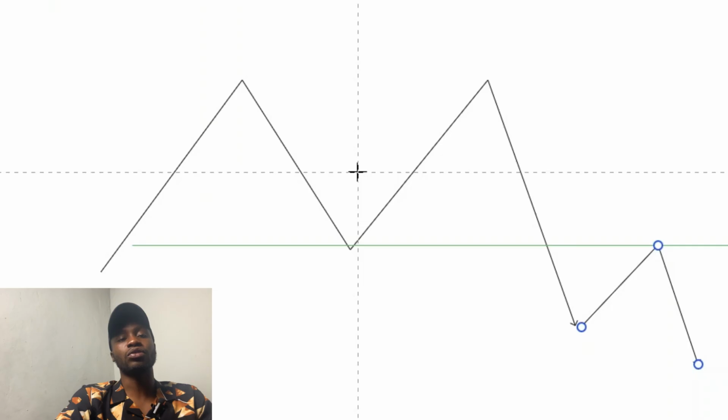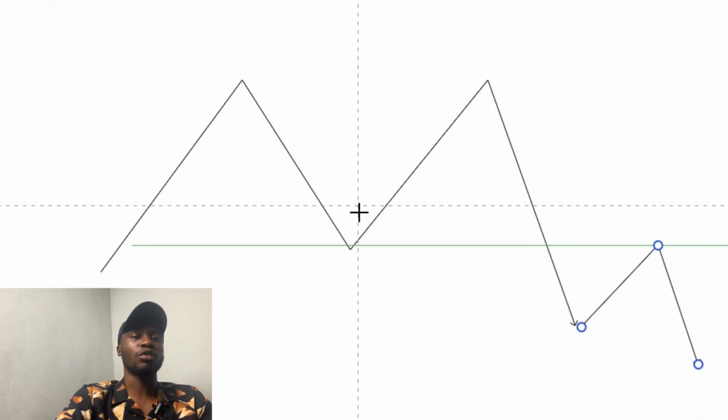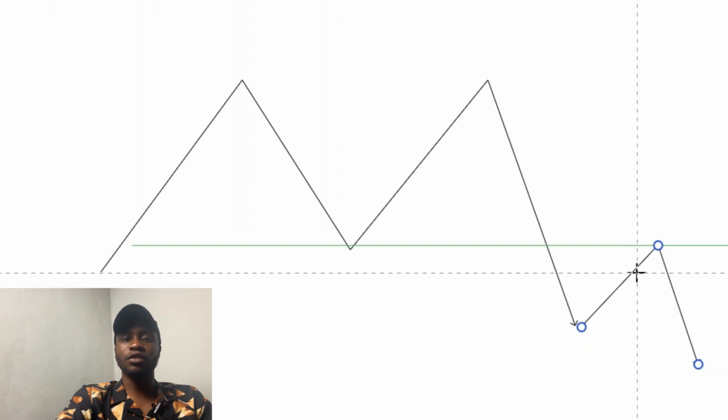Once you see a double top reversal chart pattern, believe you me, the trend is about to change. The trend is about to start going to the downside, and you need to pay attention to this information on your charts. When your chart is giving you this information, you need to pay very good attention to it and obey it. Because if you don't obey it, you end up wasting your money. Then that's for the double top.